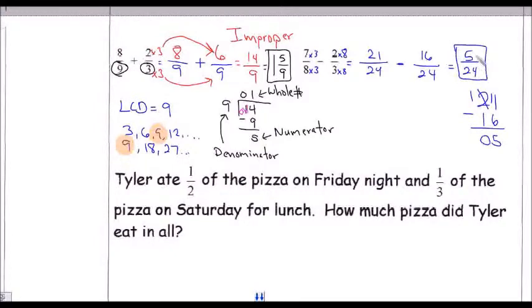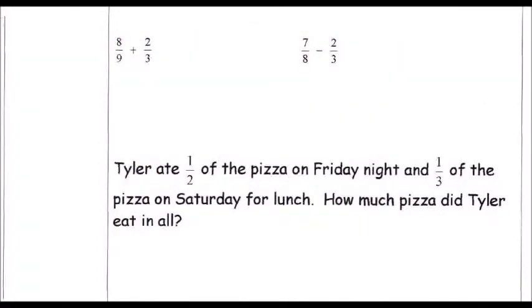Okay, not an improper fraction, so we don't have to go through this step that we went through over here. And we don't have to simplify because 5 is a prime number. So we're done. Okay, now let's go through the application problem right quick.